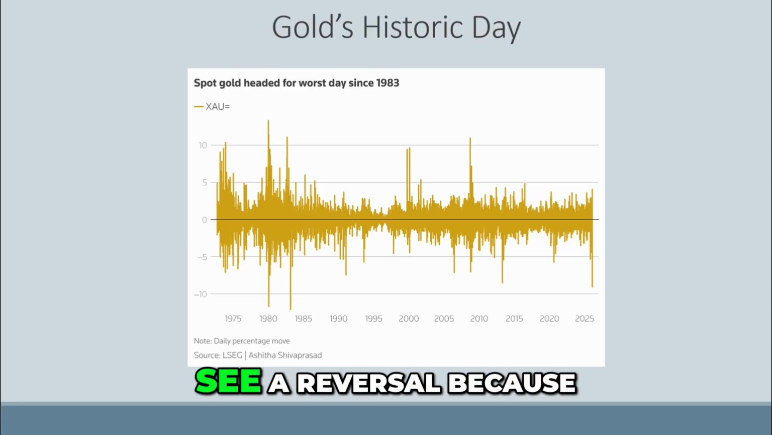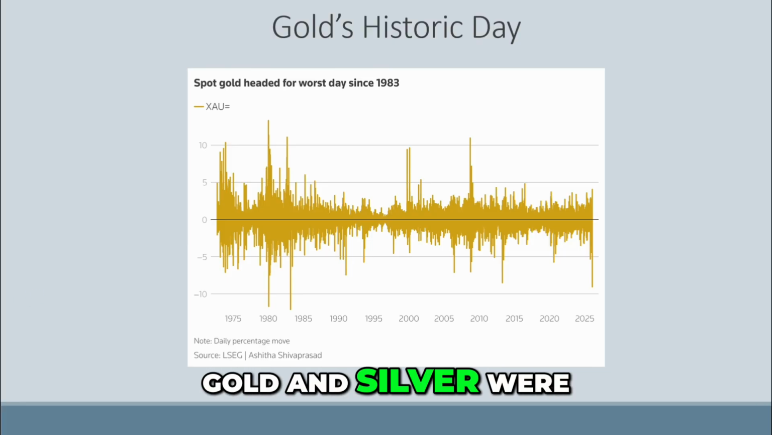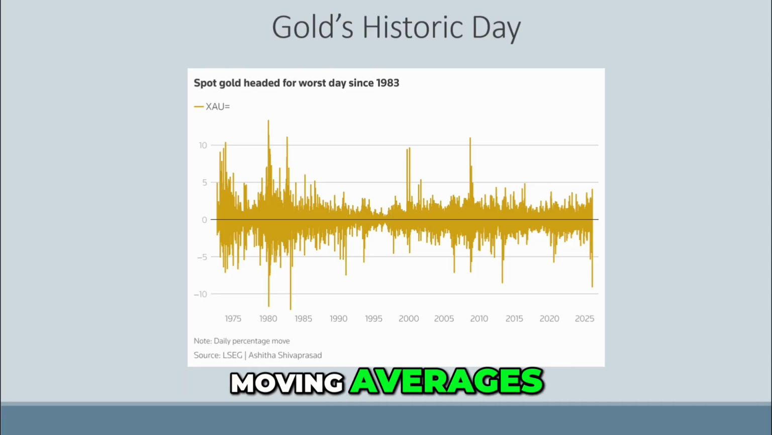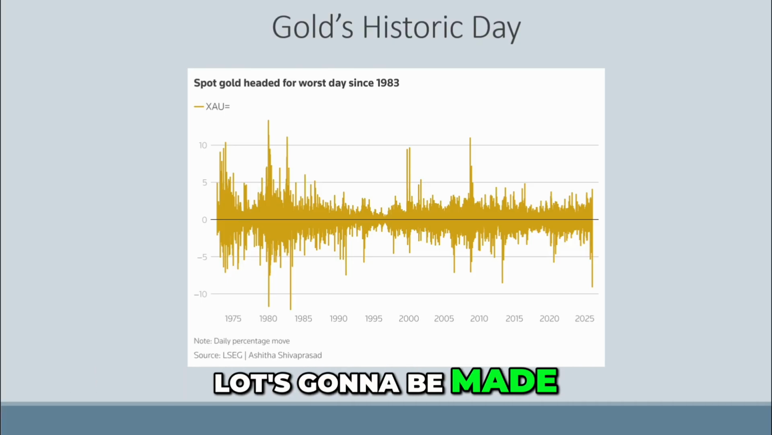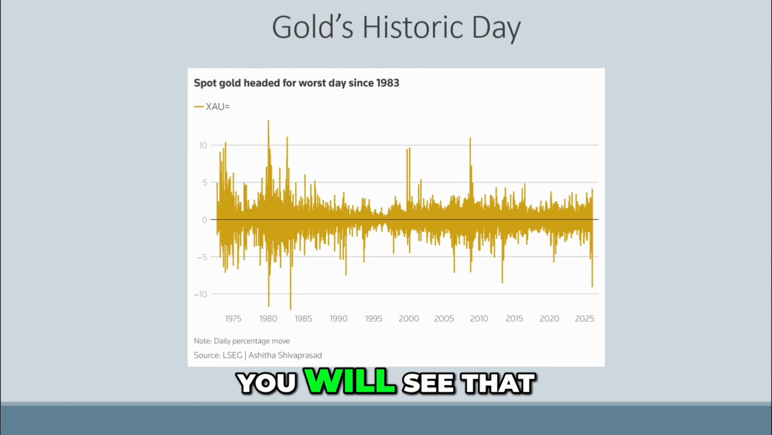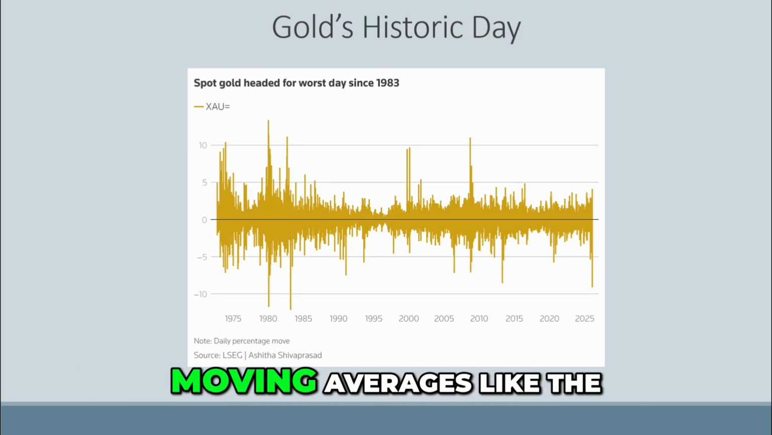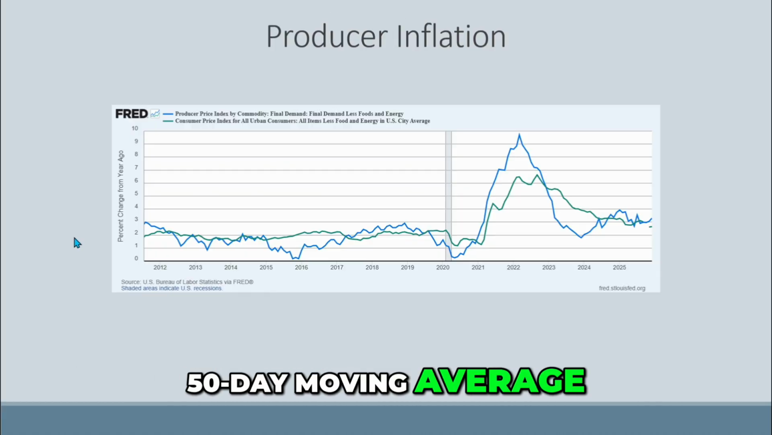But look, conditions were ripe to see a reversal, because gold and silver were stretched significantly above key moving averages. And while a lot's going to be made of this single-day drop, it is worth noting that if you pull up a chart of gold and silver, you will see that even with this drop, they remain in primary uptrends, and they are still trading above intermediate-term moving averages like the 50-day moving average.